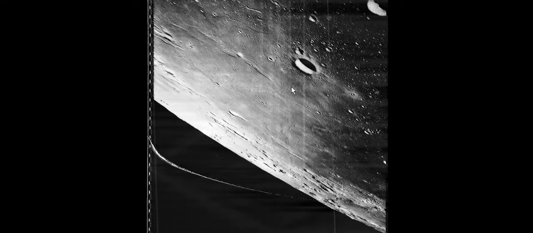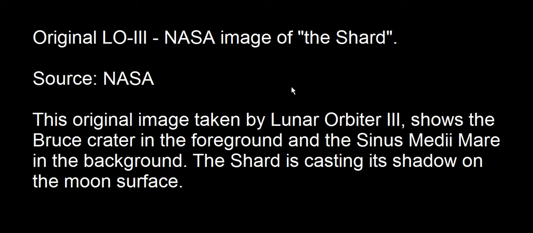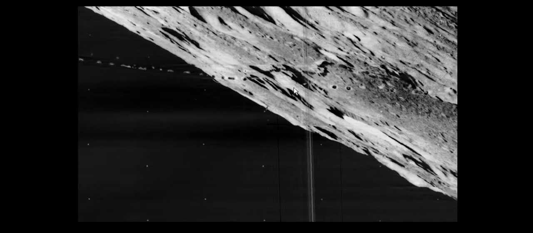So where did this picture come from? Well, the picture comes from the Lunar Orbiter 3. This is the original picture from NASA. The original picture taken by the Lunar Orbiter 3 shows the Bruce crater in the foreground and the Sinus Medii Mare in the background. The shard is casting its shadow on the moon's surface. See, right here, this is the shard, and there we have the shadow. This little dot here, this little star, is a mark point. It's a reference point. You find it all over the image.